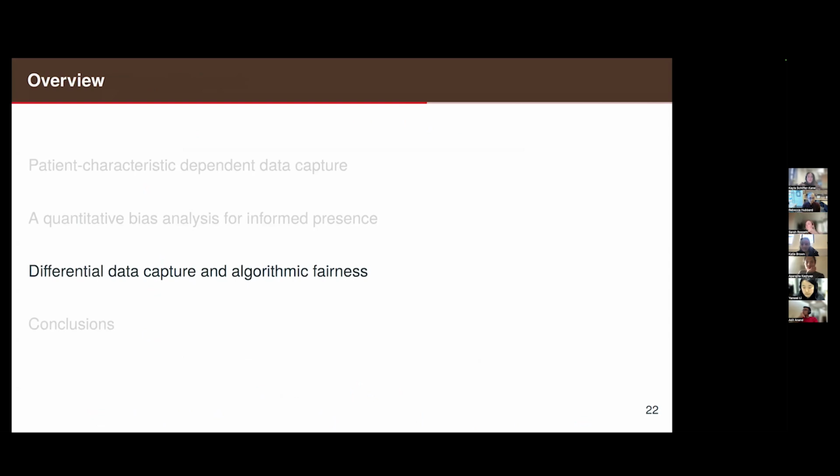So in the last part of my talk, I'm just going to quickly touch on how these issues propagate forward into personalized medicine and personalized risk prediction.